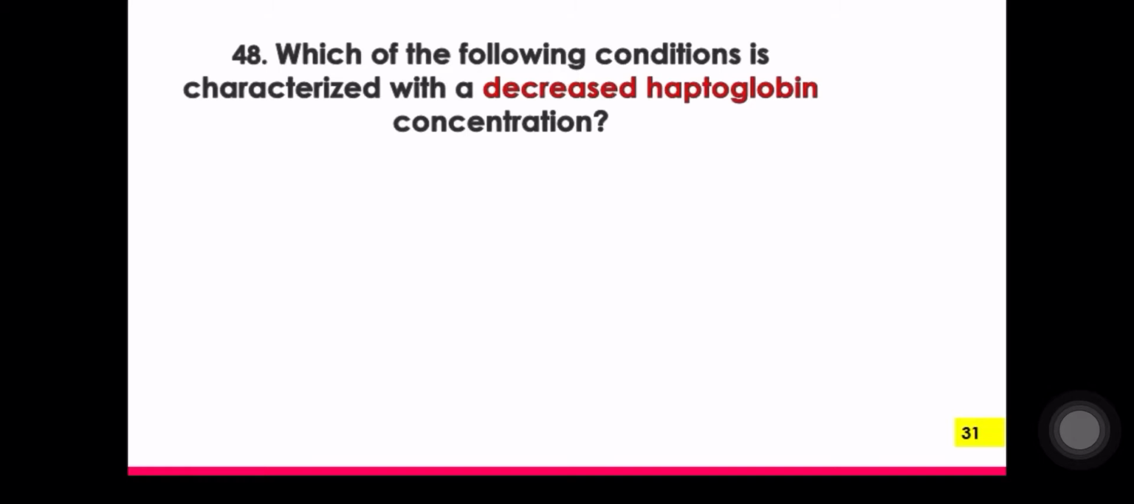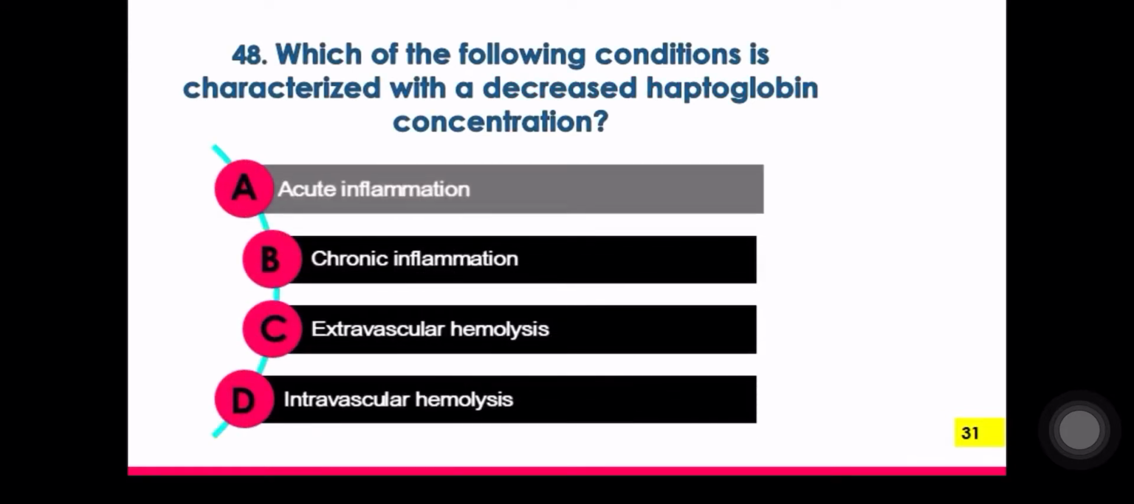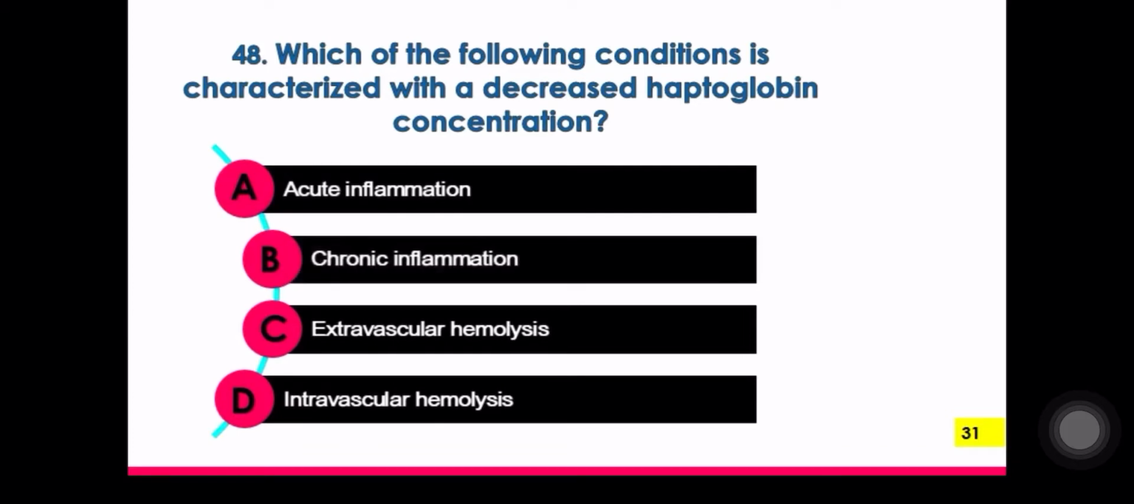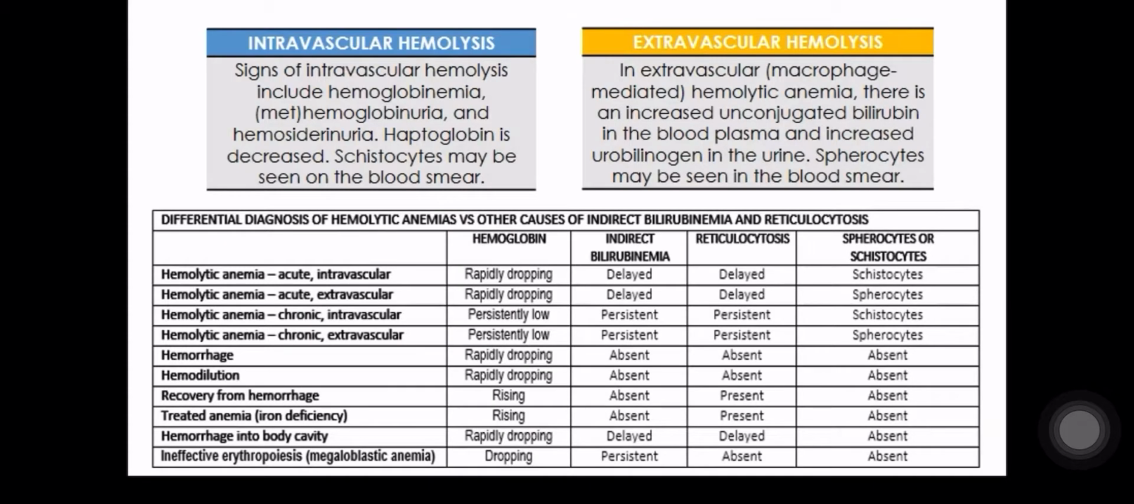Okay, for number 48. Which of the following conditions is characterized with a decreased haptoglobin concentration? Is it letter A, acute inflammation, B, chronic inflammation, C, extravascular hemolysis, letter D, intravascular hemolysis? The answer is letter D, intravascular hemolysis. Now, intravascular hemolysis is characterized with hemoglobinemia, methemoglobinuria, and hemosiderinuria.